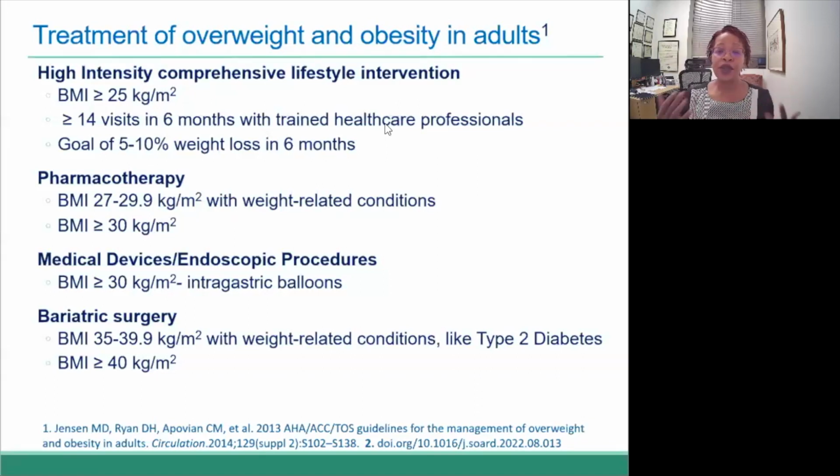So that could include somebody like myself, a weight management specialist. It could include a registered dietitian, an exercise physiologist, or a psychotherapist. So there are a lot of different people, but that's the number of visits that has been shown to give the best results. And the goal is to lose 5 to 10% of your weight in 6 months. If you don't get to that goal, then you think about going stepwise up to different therapies.